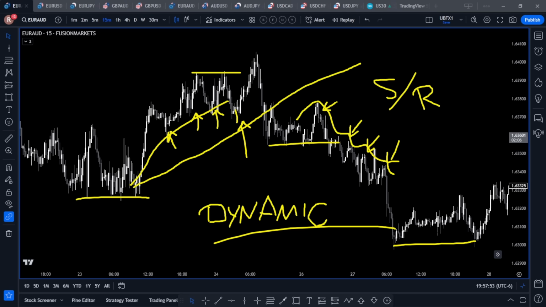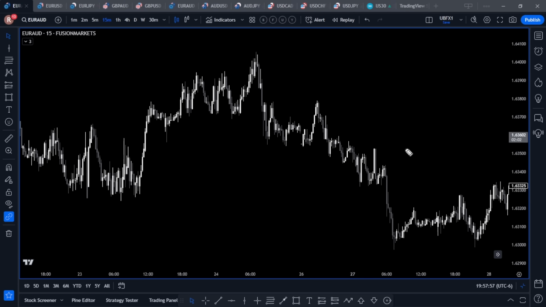Support and resistance levels do move around, and we can accommodate for that. It's called dynamic support and resistance. And I'll show you exactly how dynamic support and resistance works in comparison to just the regular support and resistance that we have on the chart.